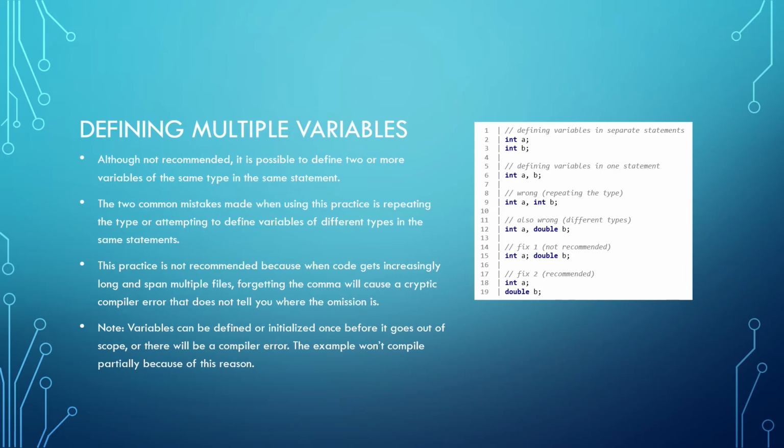Variables can be defined or initialized only once before they go out of scope, or there will be a compiler error. Basically it's called a collision. The example will compile partially because of this reason. Like over here, it's not going to compile because we have a bunch of a's and then a bunch of b's. Also a different mistake that some people make is putting different types in here. This also won't compile. One fix is to replace the comma with a semicolon. This is already two statements, but it's better to make them into two lines.